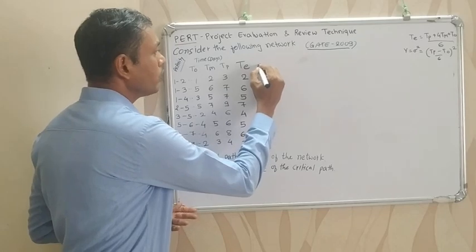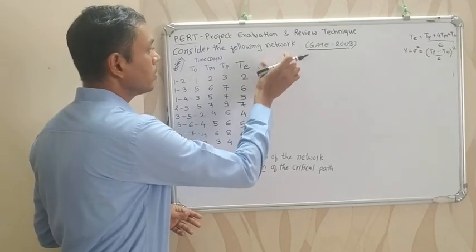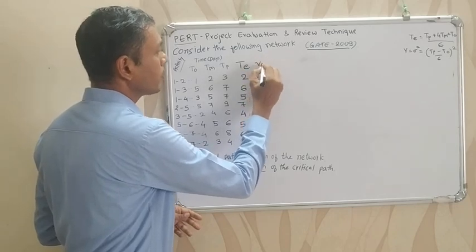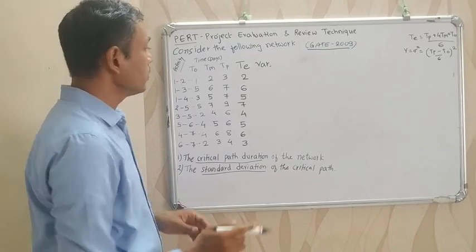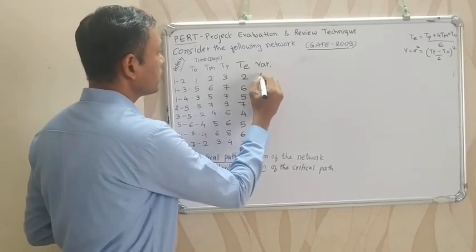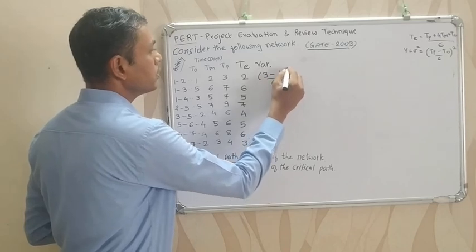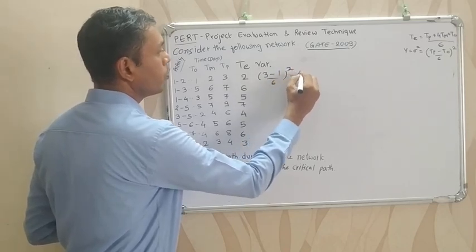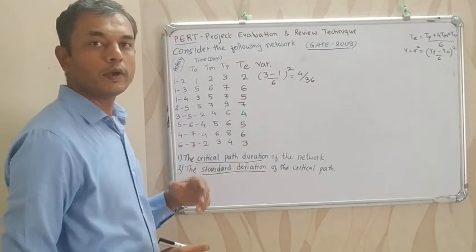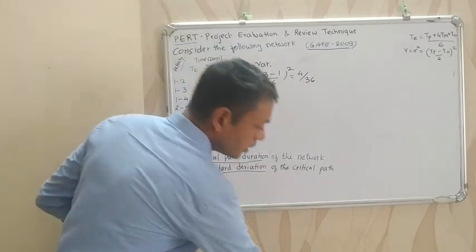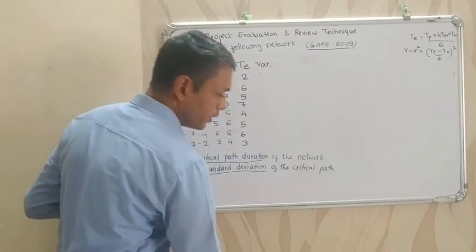And the next step is to calculate the variance, that is the square of the standard deviation. Variance is equal to (Tp minus To) by 6, squared. So Tp 3 minus To 1, divided by 6 squared. 3 minus 1 is 2, by 6 squared. So it is 4 by 36. In this manner we can calculate the variance.